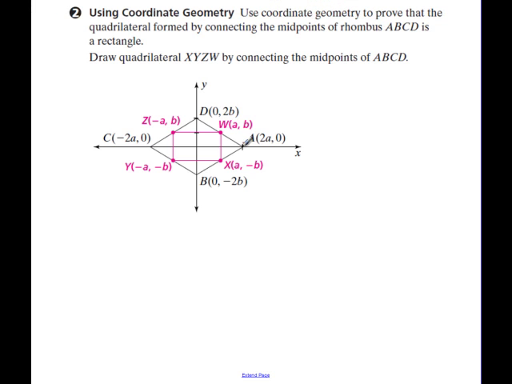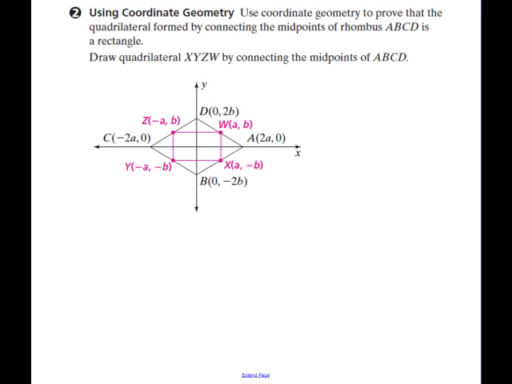If this is 2a out here, and this is 0, then the x-coordinate of these two midpoints should lie between at a, right? From here to here is 1a, from here to here is 2a. You could plug into the midpoint formula and do the work that way if you're getting a little confused here.